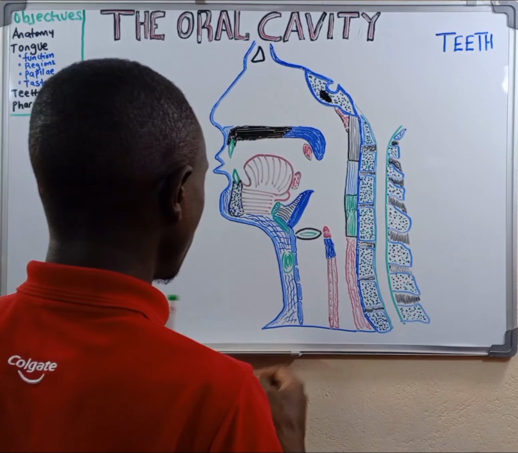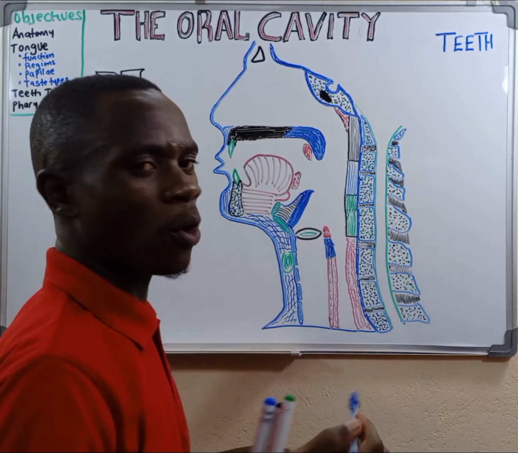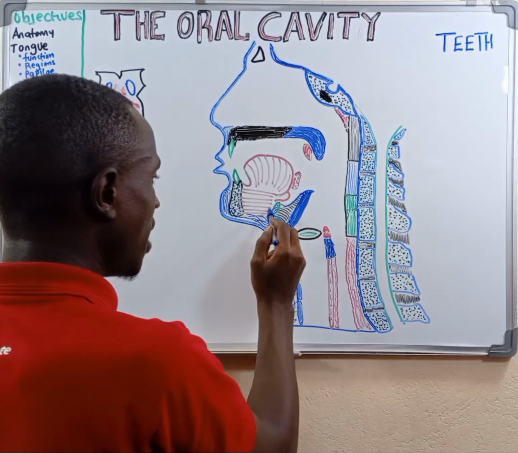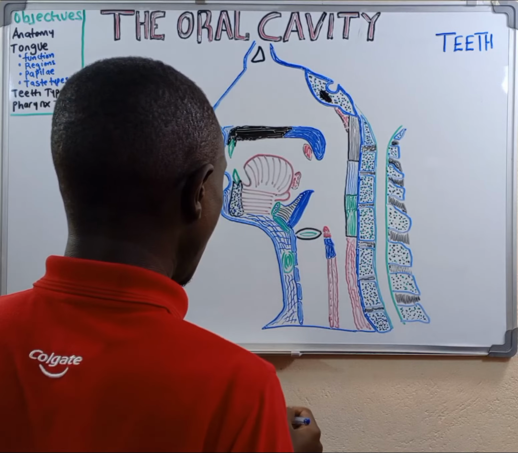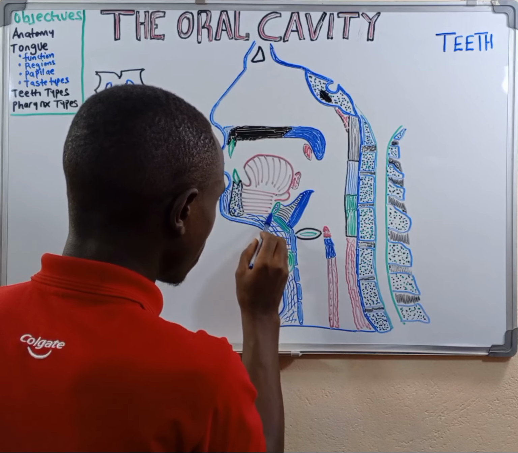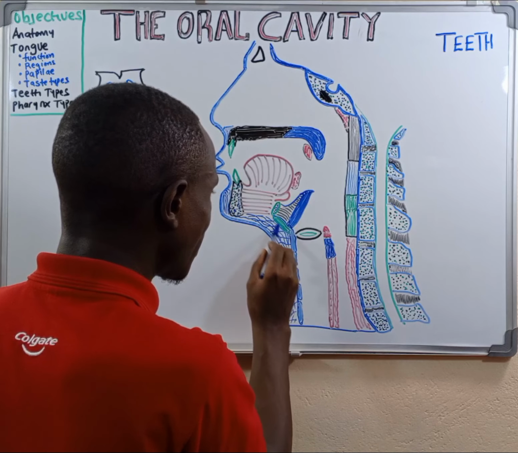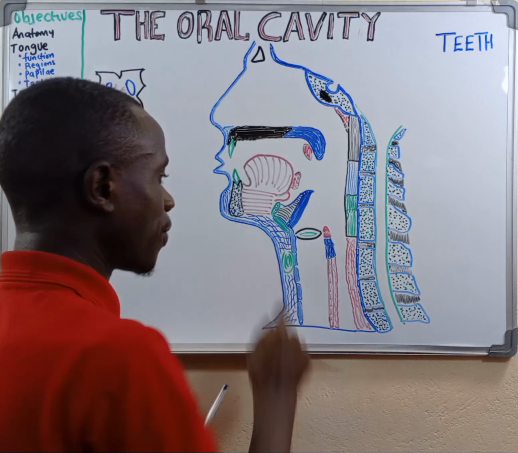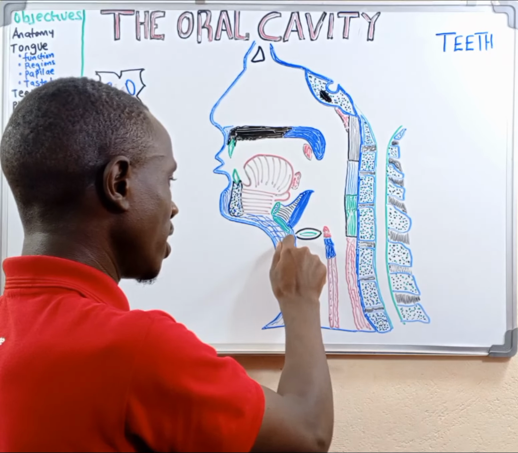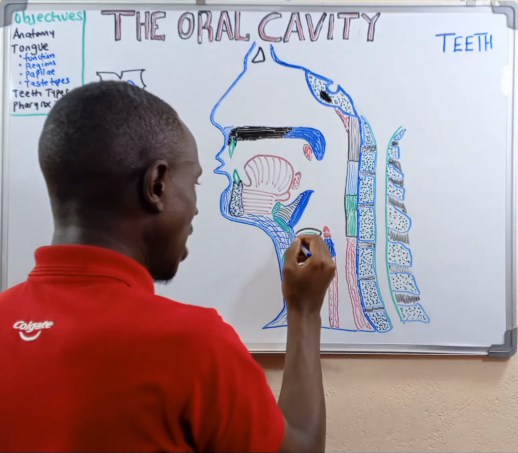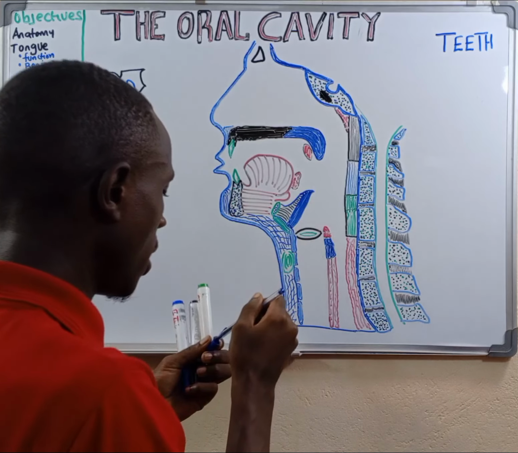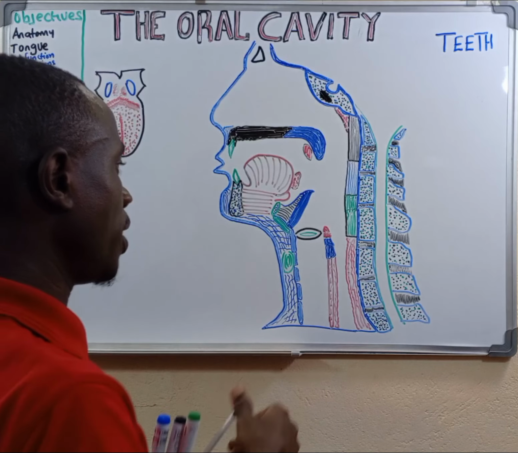Okay, and then of course at the back here we have this bone. You know how this bone is called? This bone here is what we call the hyoid bone. Okay, the hyoid bone is just going to be next to the epiglottis. And then we have these ligaments. These ligaments are going to be linking the bone to the thyroid cartilage. Okay, this is what we call the thyroid cartilage. And of course, the thyroid cartilage is linked to the hyoid bone by this ligament, which we call the thyrohyoid ligament.